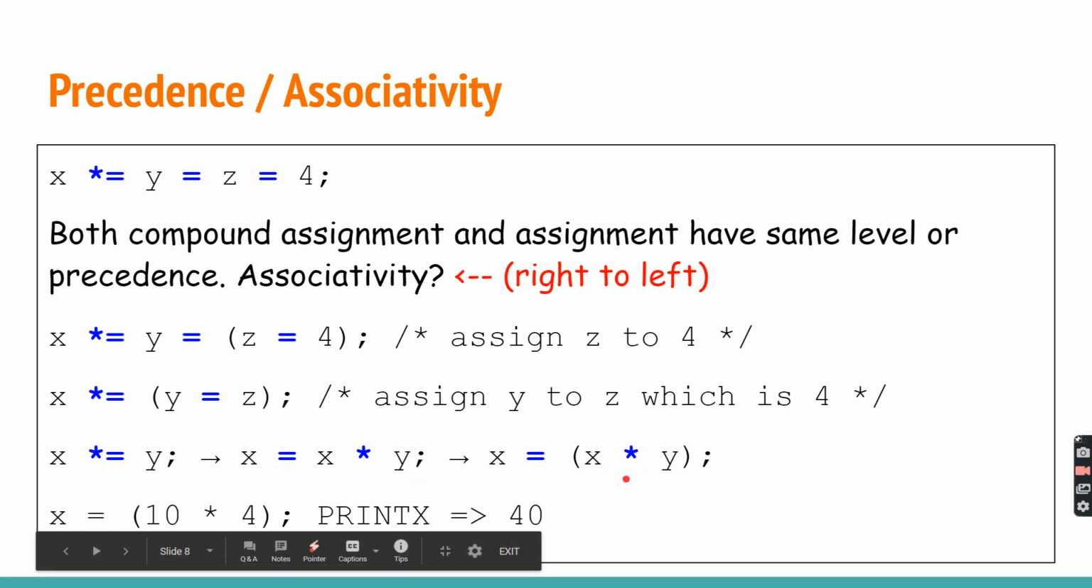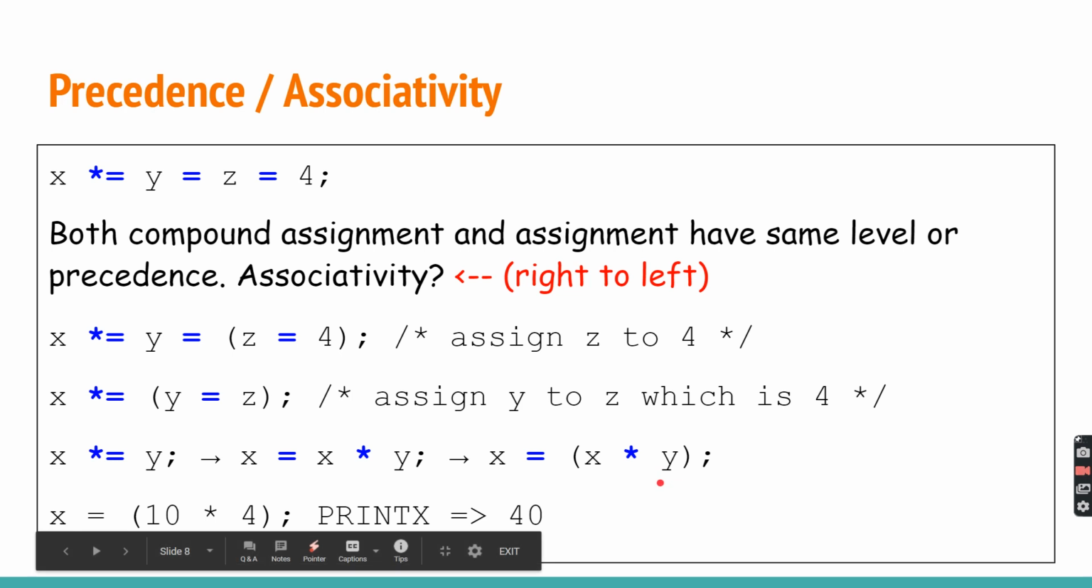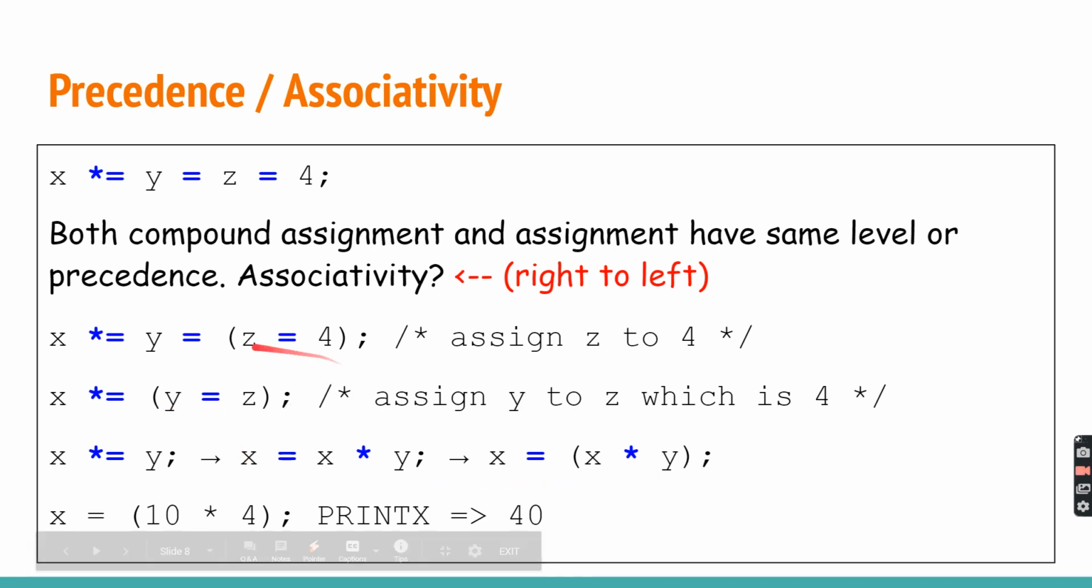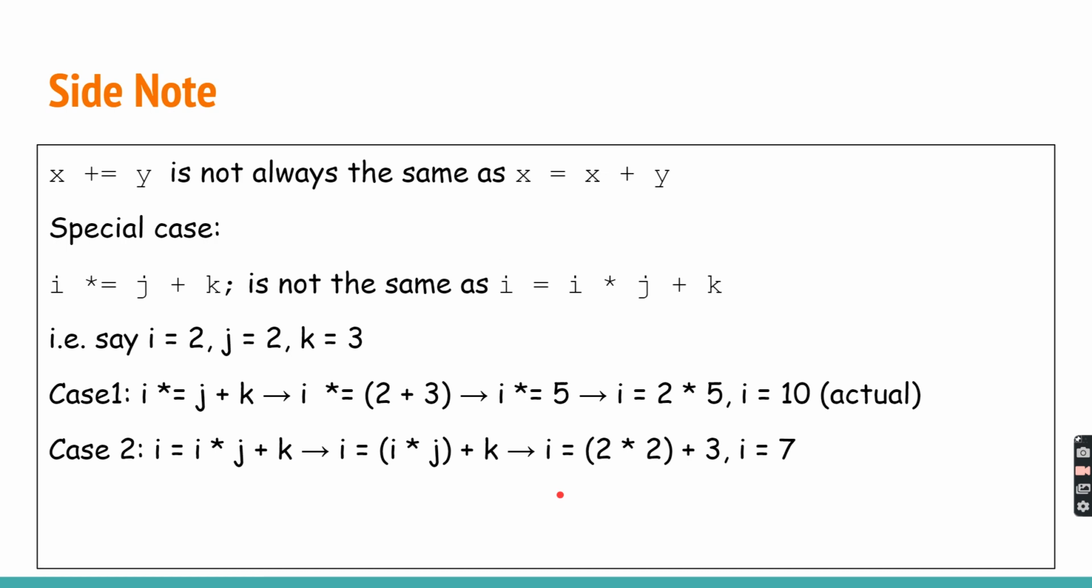And because the multiplicative has higher precedence than the assignment, you can go ahead and evaluate this x times y on the right hand side. Note that x was 10 to begin with from our previous expression, and y currently has the value of z from this assignment, and z has the value of 4 from this assignment. So therefore we have 10 times 4, which gives 40. We'll assign that to x, and the call of the print x macro will print out the value of 40.